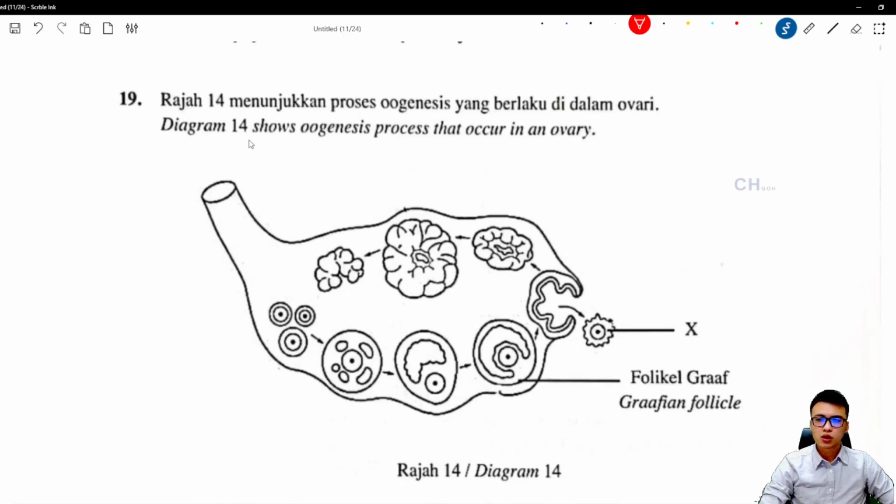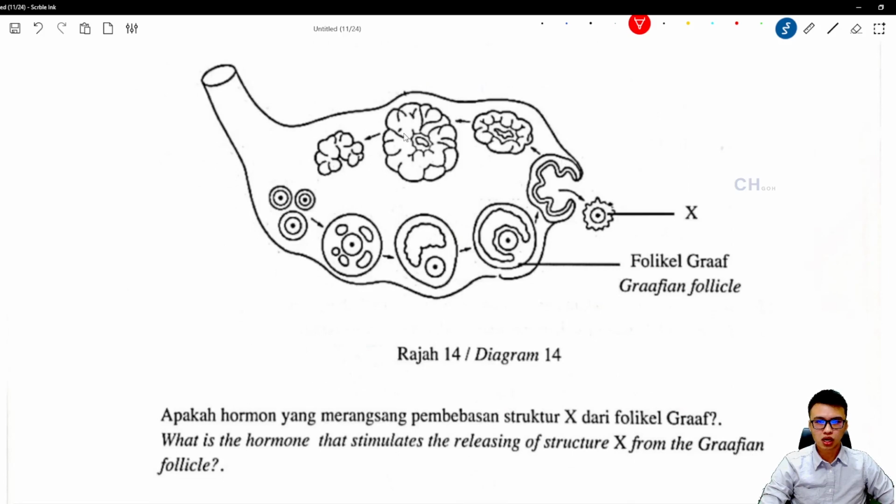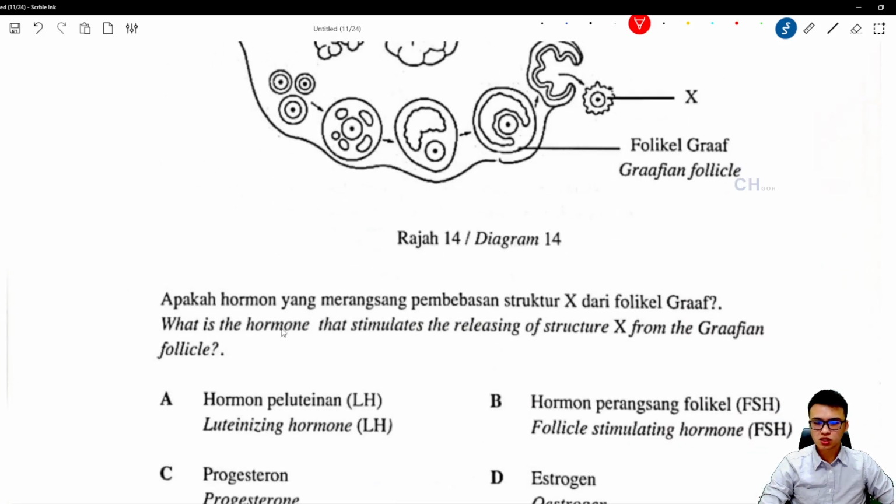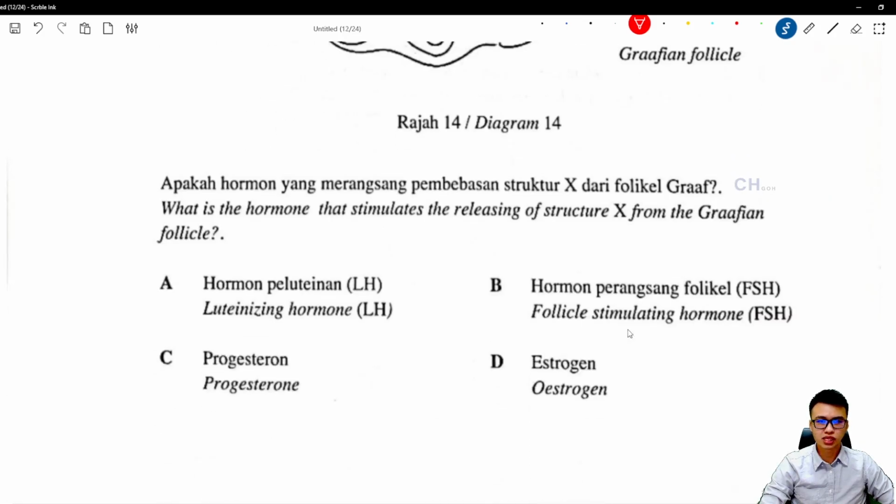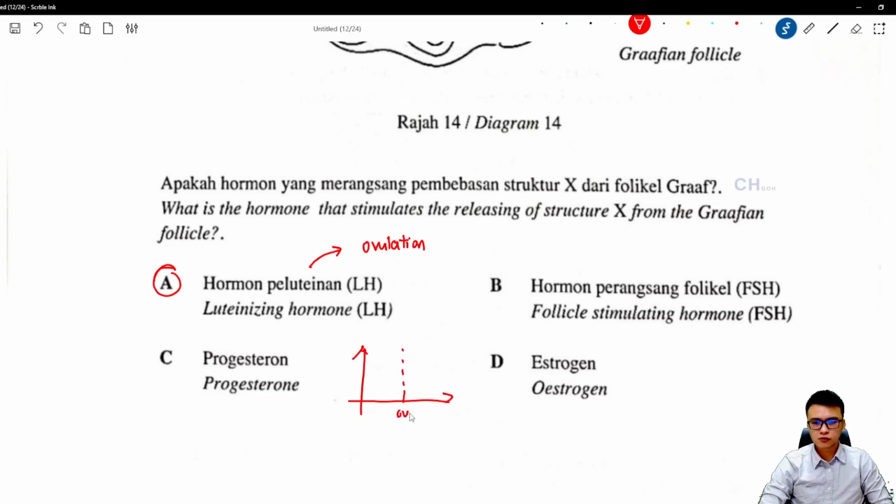Okay, question 19. Diagram 14 shows the oogenesis process that occurs in the ovary. We are trying to release the secondary oocyte. What is the hormone that stimulates the release of structure X from the Graafian follicle? The answer here should be LH, because LH is involved in the stimulation of ovulation. Right, ovulation. That's why when you look at the graph, right before the ovulation, there's a surge of LH. So this surge of LH is to stimulate the release of the secondary oocyte.